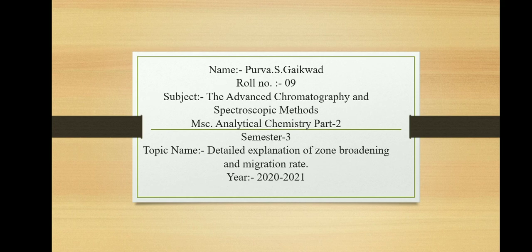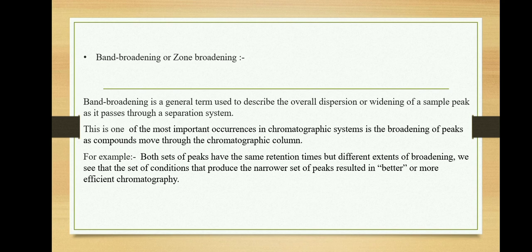So why are zone broadening and migration rate so important in chromatography? It is because these are the two factors affecting the efficiency of separation in any chromatographic method. Thus we have to go into detail and understand how we can reduce them and get better separation. So the first term here is band broadening or zone broadening. Zone broadening is a term used to describe the widening of a sample peak as it passes through the system.